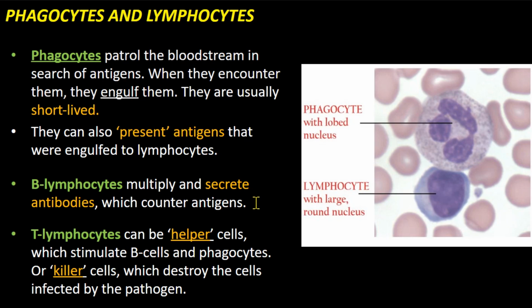We have two types of lymphocytes. We have B lymphocytes and we have T lymphocytes. B lymphocytes or B cells multiply and secrete antibodies. These are going to counter antigens. T lymphocytes can be T helper cells, and these could stimulate B cells and phagocytes, or they can be T killer cells or cytotoxic cells, and these will just destroy the cells infected by the pathogen.